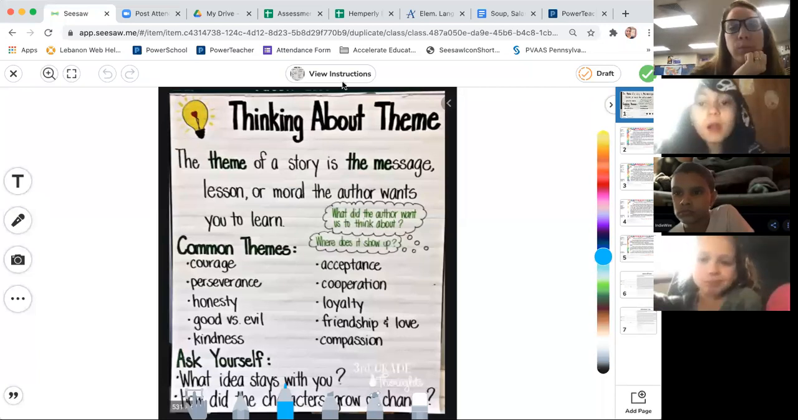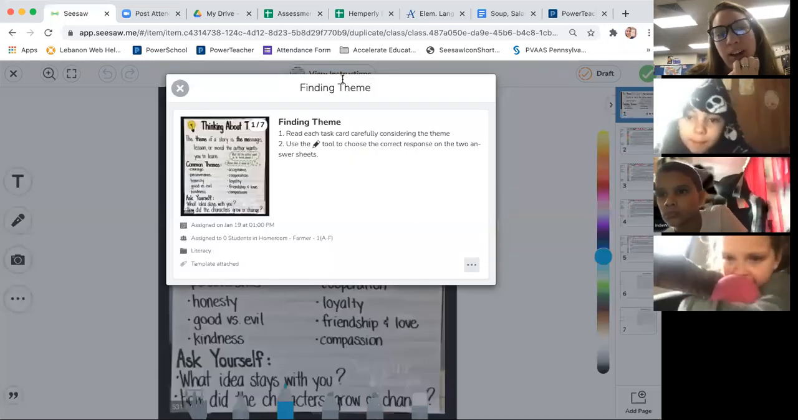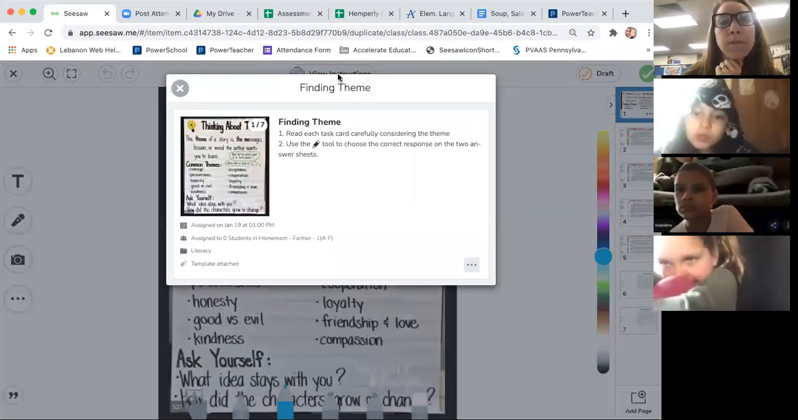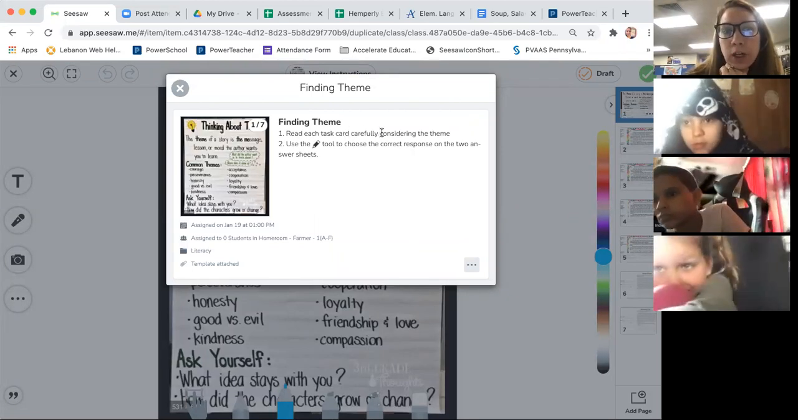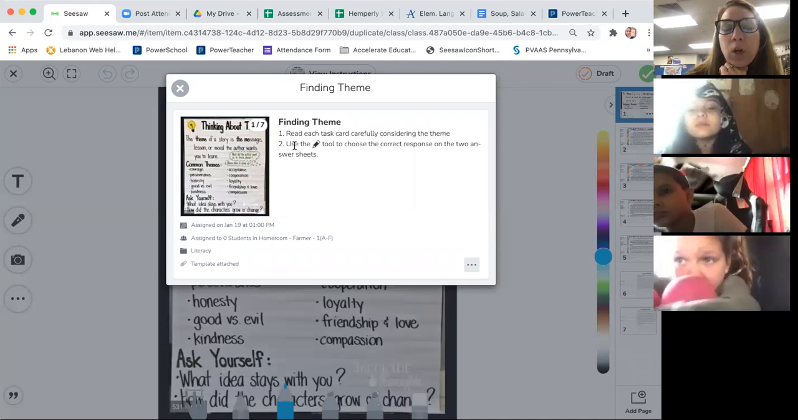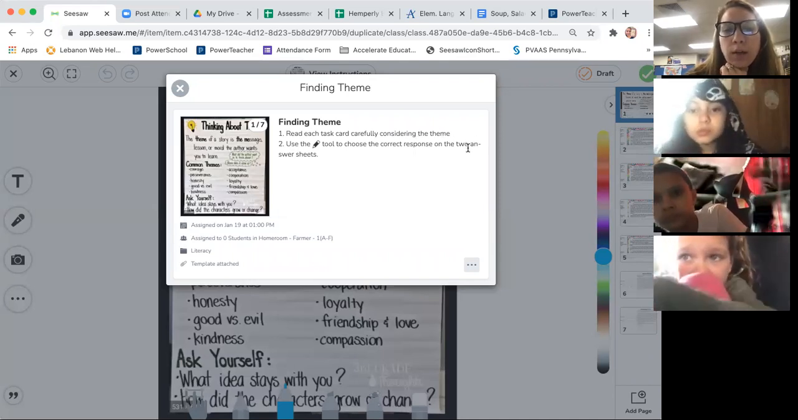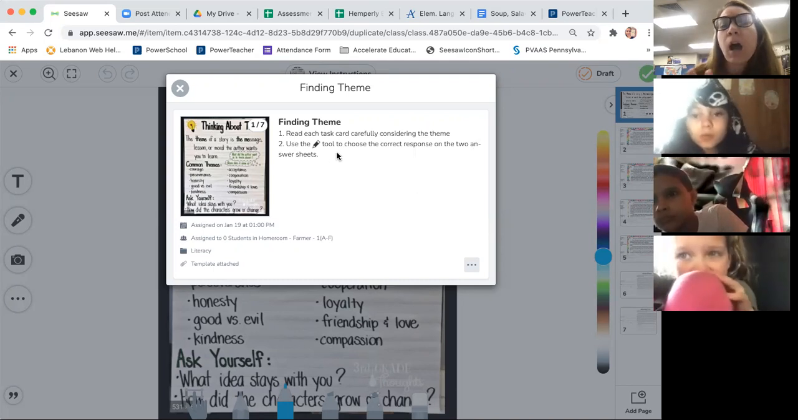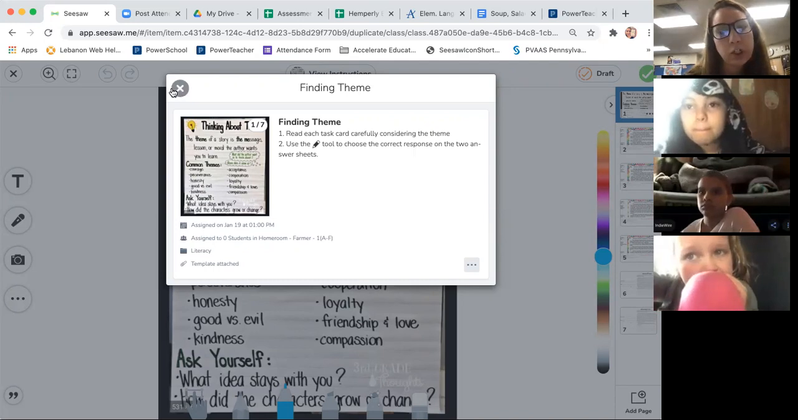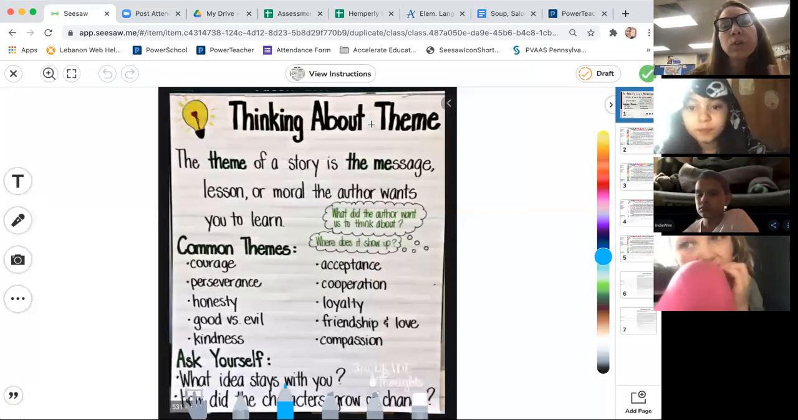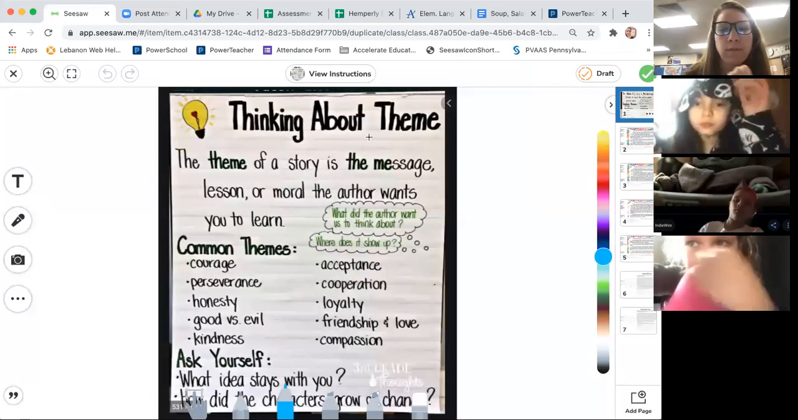So when we opened our activity, I forgot to read the instructions. So I'm going to click view instructions and go back to it. It says read each task card carefully, considering the theme. Use the pencil tool to choose the correct response on the two answer sheets. This isn't entirely right because Ms. Farmer changed the activity and didn't change the directions. So first we're going to talk about theme before we even begin.